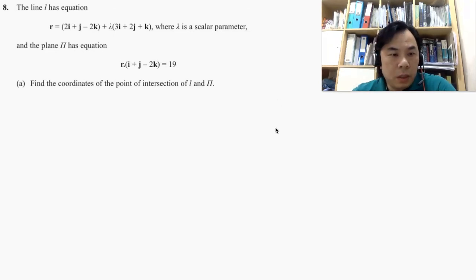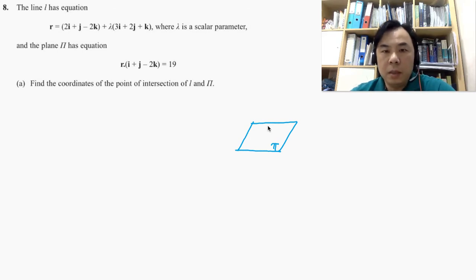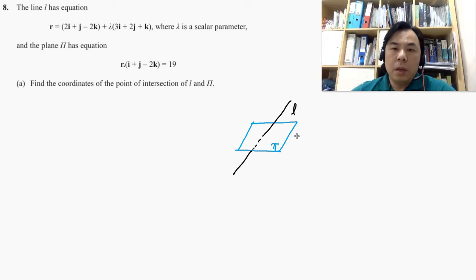Generally, I'm just going to draw a rough sketch. Take for instance, you have a plane here. This is plane pi. And then we have a line, which could be something like this. This is line L. Line L intersects with this plane pi at this point. Let's call this point P.